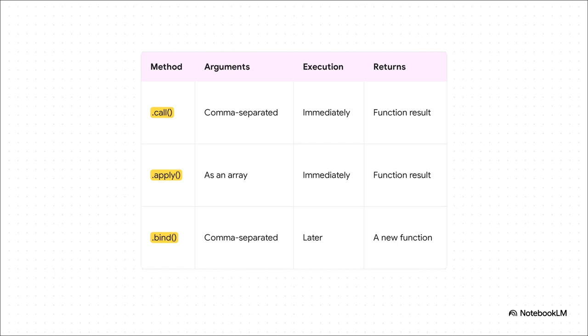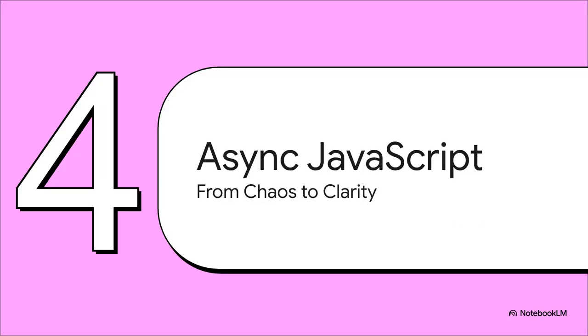Then there's .bind. It's the odd one out. It doesn't run the function. Instead, it creates a brand new function that has its this value locked in permanently, which you can then call whenever you want. So far, we've mostly talked about code that runs instantly.